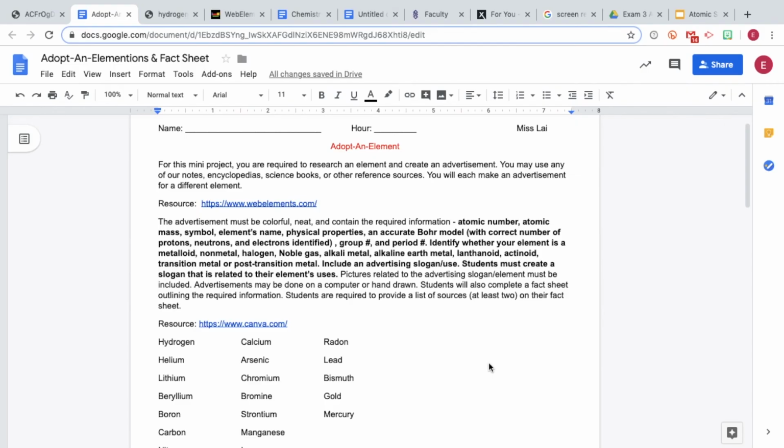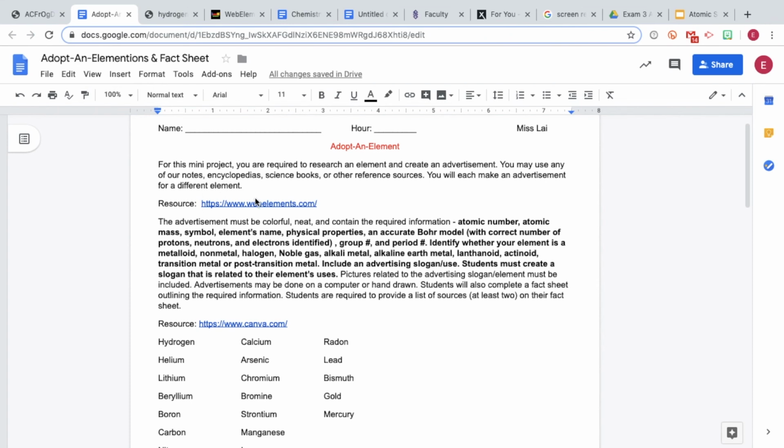So each of you should have received a handout titled Adopt an Element. You will be creating an advertisement for a specific assigned element. You should have received an email outlining which element you specifically will be doing. For your advertisement, you must include all of these things in the bold. So it's atomic number, atomic mass, symbol, and so on.